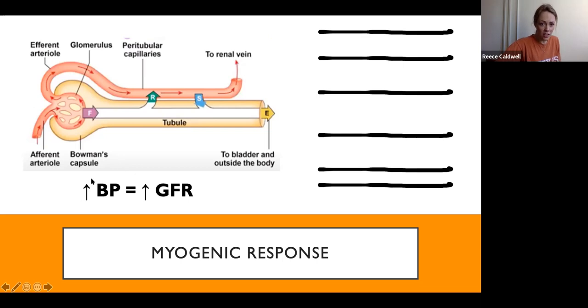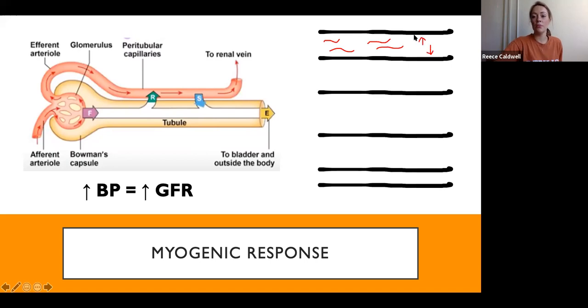So what we see is that when we have an increase in blood pressure or an increase in blood flow, we have an increased glomerular filtration rate. And that would make sense. We're sending more blood to the kidneys, so the filtration rate is going to increase because we need to filter that extra blood that we're sending.